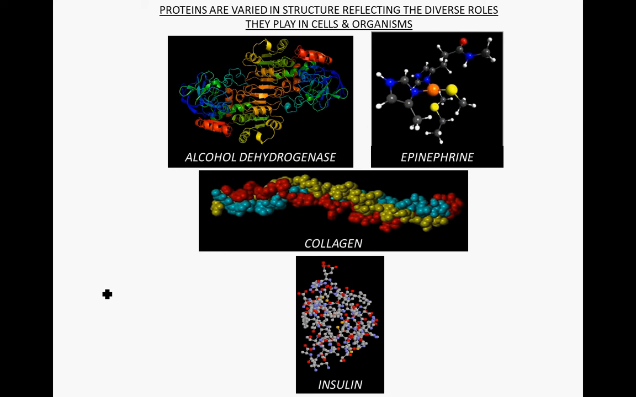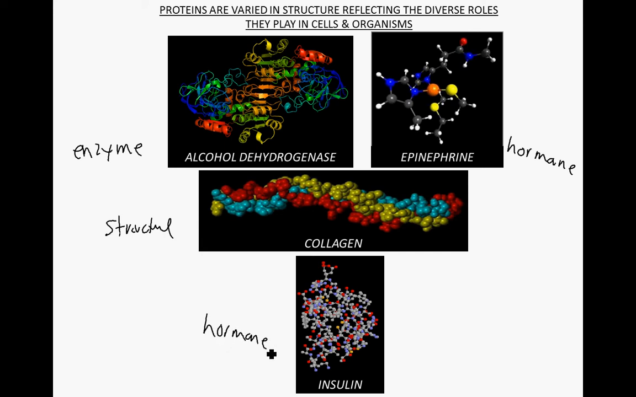Alcohol dehydrogenase is an enzyme which helps to metabolize, or break down, alcohol. Epinephrine, also known as adrenaline, is an example of a protein that is a hormone. Collagen is a structural protein found in your skin, as one example. And insulin is another example down here of a hormone as well.